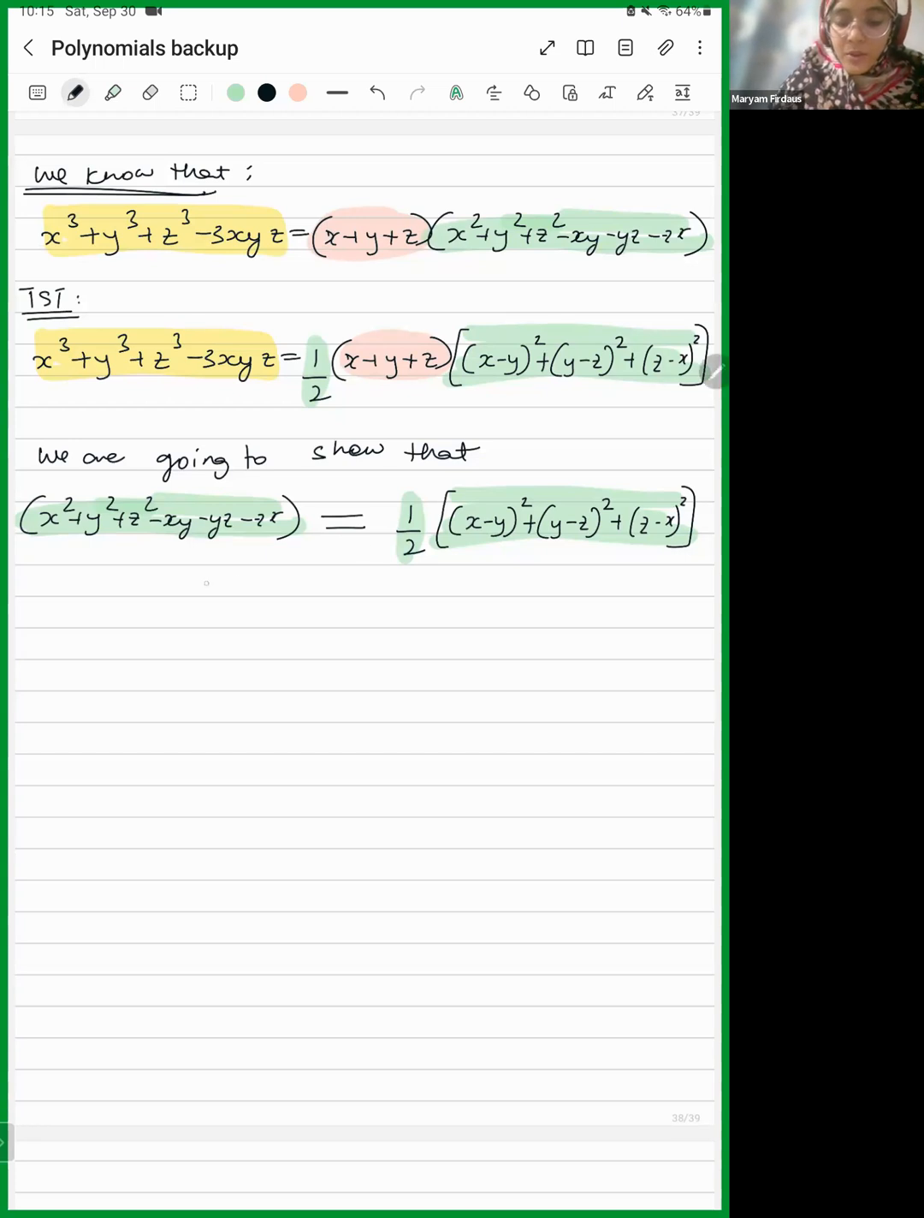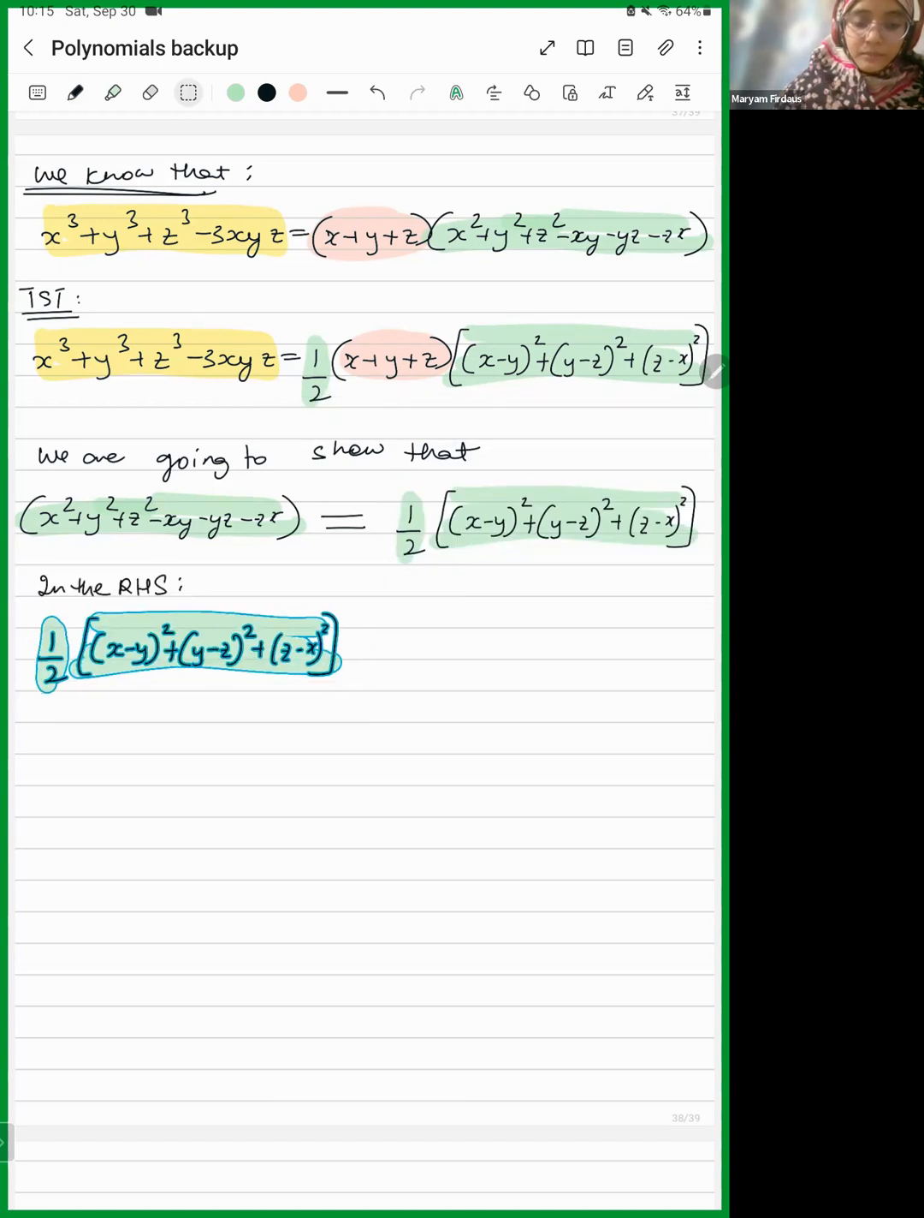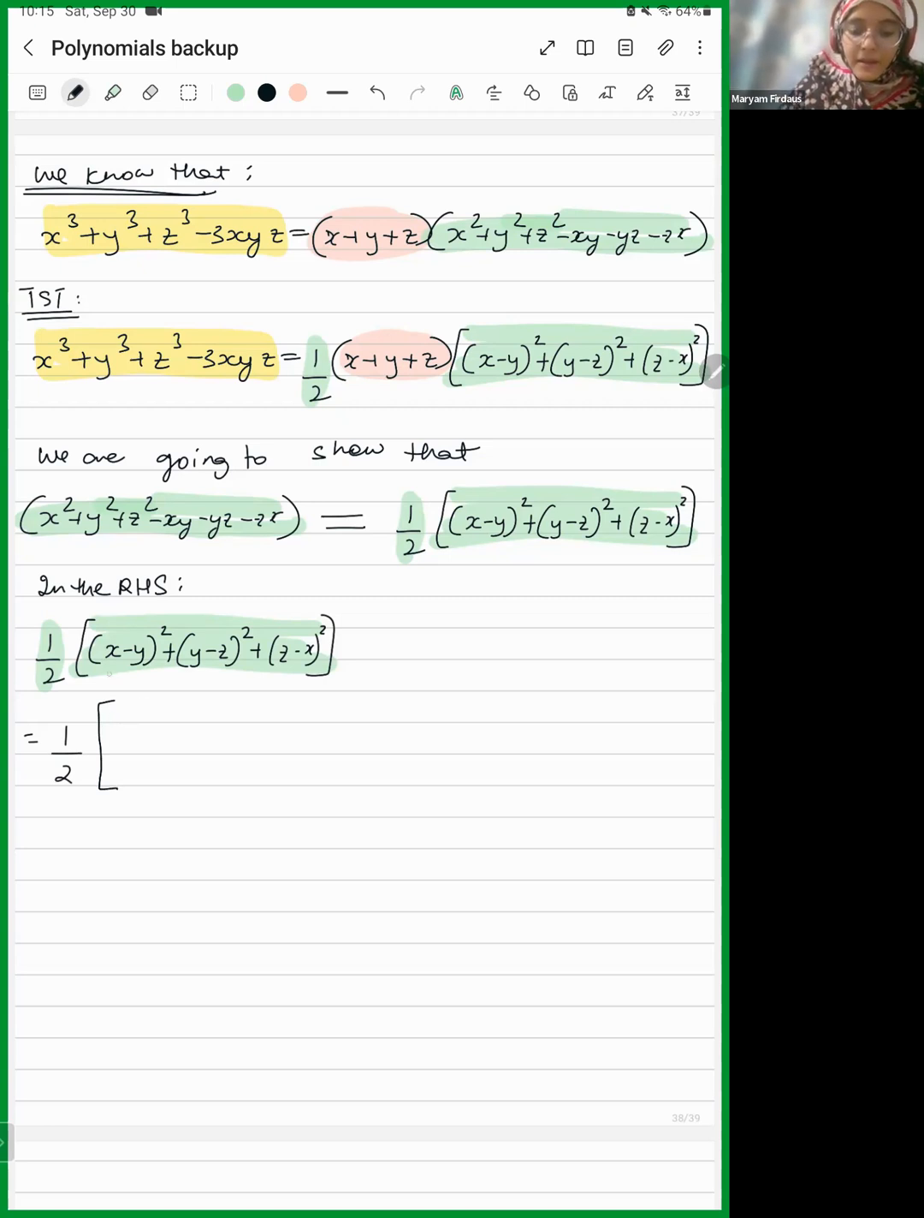So we are going to show this thing. Okay. So in the RHS, what do we have? We have this. Now let's open the bracket one by one. So this is equal to half of, open the bracket, x minus y whole square is how much? X minus y whole square is how much? X square plus y square minus 2xy.